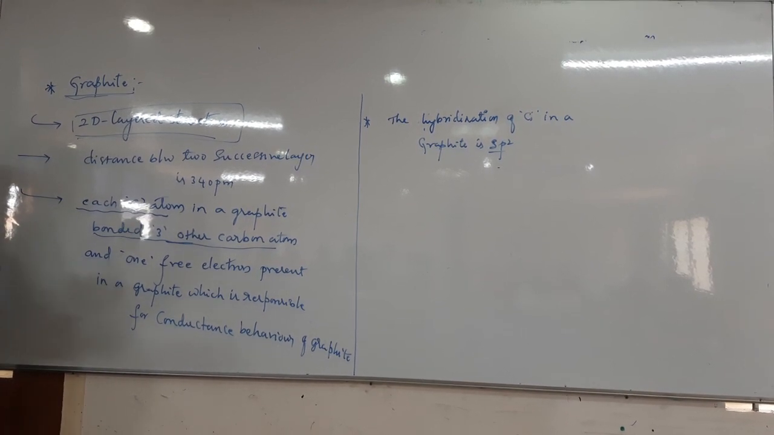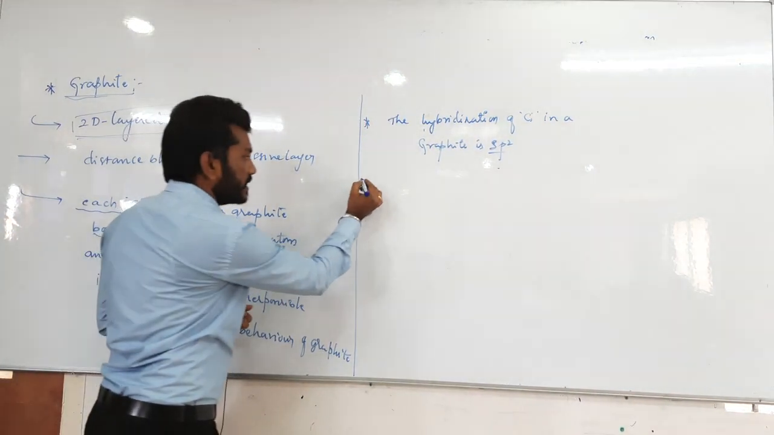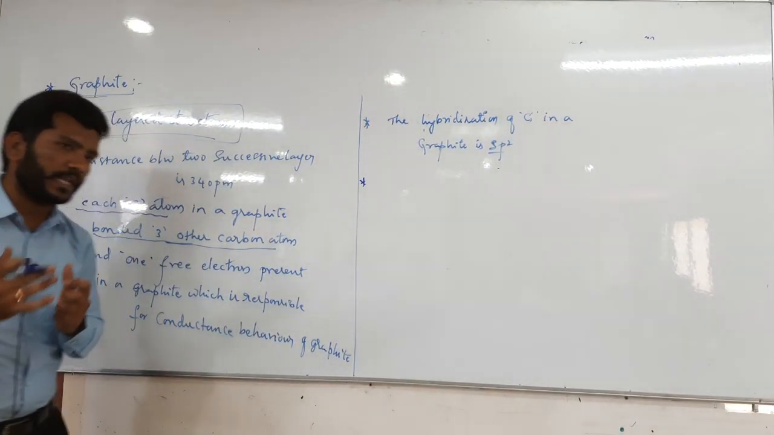Okay, it has a conductance property, because of that one free electron. And if you look at the rest, which are really most important regarding graphite.